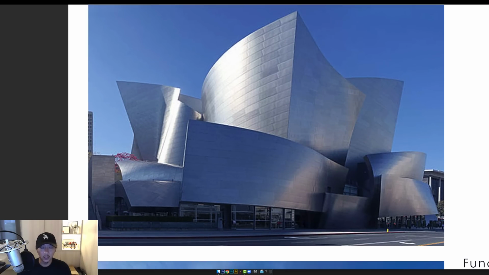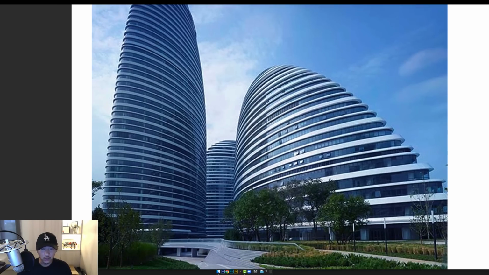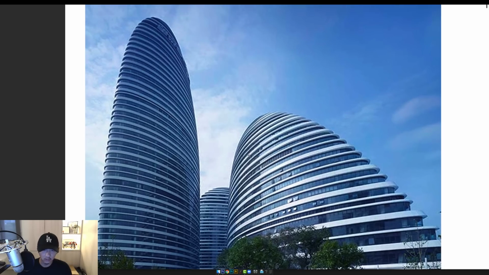So here we have the Disney Music Hall in Los Angeles, and this is a building called Wangjing Soho in Beijing. In fact, my film studio is inside tower number 2 right about here. Okay, so I know this building quite well since I go here all the time.